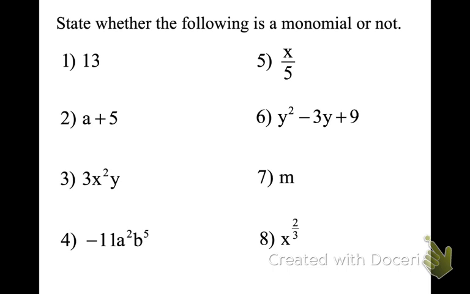So is it a monomial? Yes, it is a monomial. It could be numbers alone. It could be variables alone. It could be a number and variable tied together. Okay, so number 1 is a monomial.